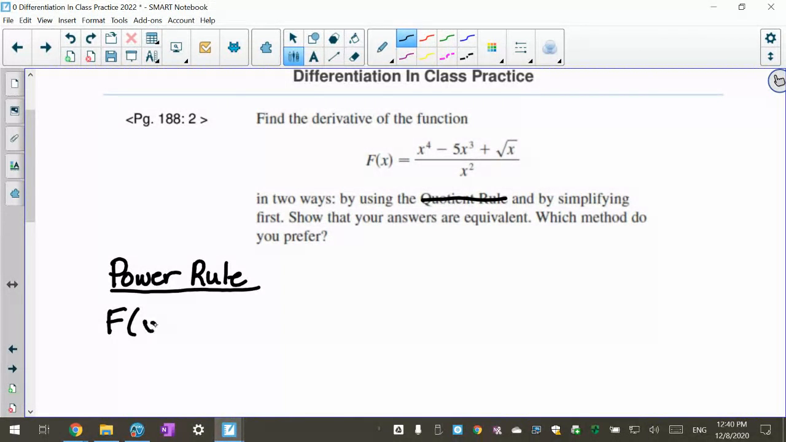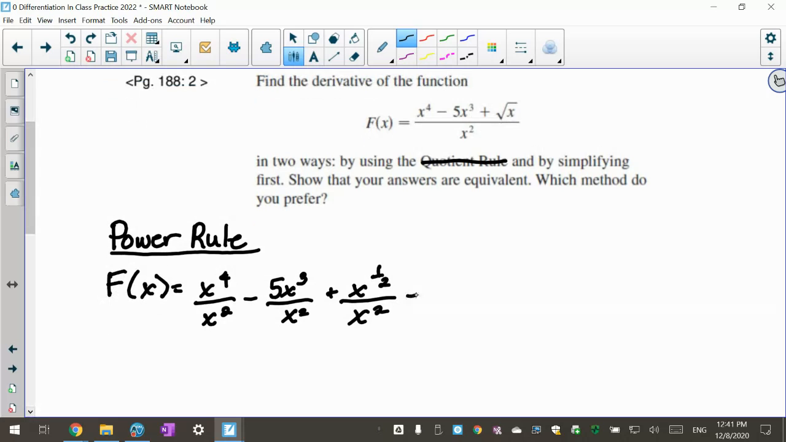So I have f of x equals x to the 4th divided by x squared, minus 5x cubed divided by x squared, plus, I'm going to change that to x to the 1/2 divided by x squared. So I'm trying to get this all set up to do the power rule. So now that's x squared minus 5x. And here I actually look at this 2 as a 4 over 2, right? So 1/2 minus 4 over 2 is minus 3 over 2.